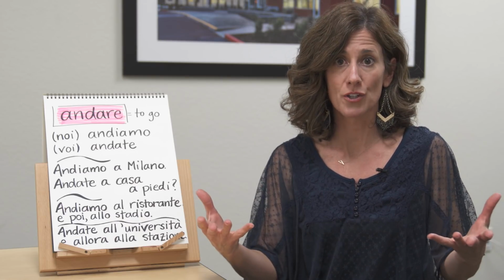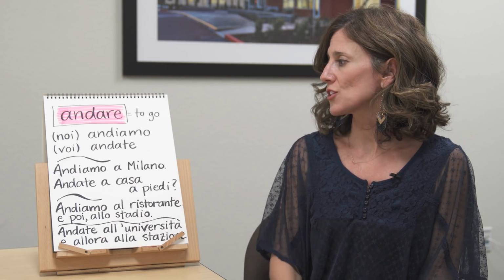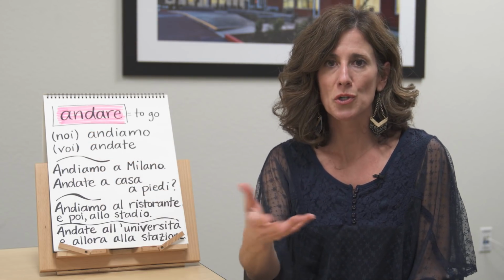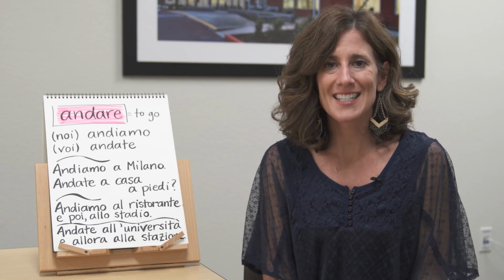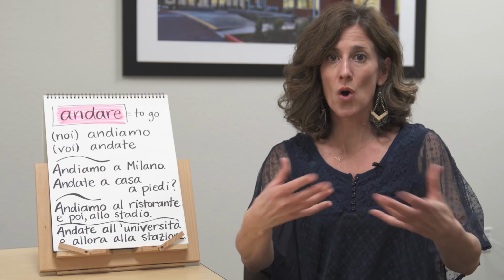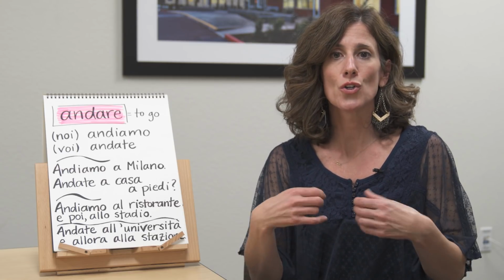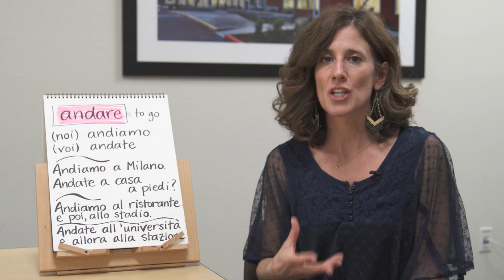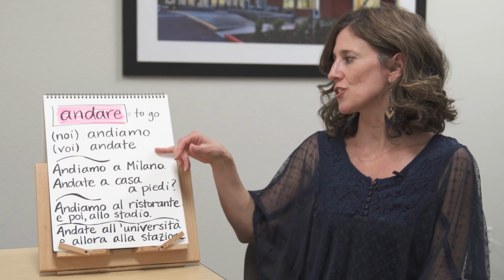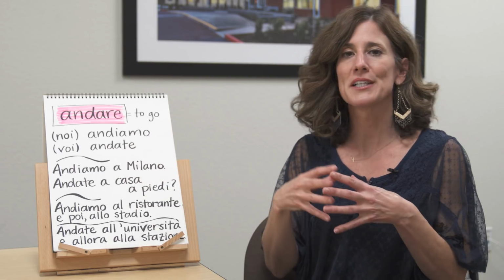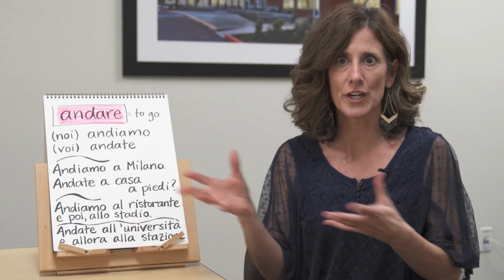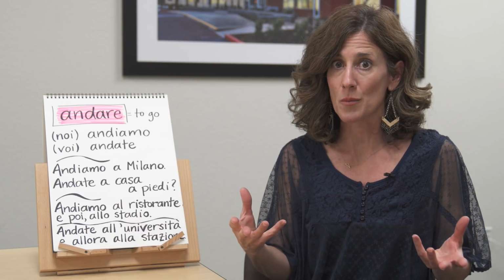It can mean all of those things. The next form that starts with A is the voi form, the you all, you plural form. Voi andate. Voi andate is you all are going, you all go, you all do go. And remember, you don't have to include the subject pronoun, because when you conjugate the verb, it's implicit in the verb conjugation. You can just say andiamo, and that means we are going. You don't have to say noi andiamo.